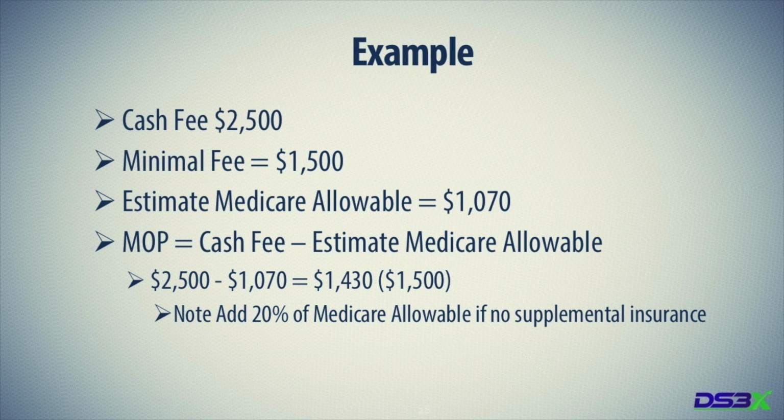In my area today, and again, don't write this down because you may be viewing this a year from now, the Medicare allowable amount's just a little under $1,070. So that's how much they allow here in my area where I practice. So the maximum out of pocket is your cash fee minus your Medicare allowable amount. So you just take the 2,500 minus the 1,070. It's 1,430. I would just round that up, if this was my practice, to 1,500 just to make it a number that's easy to remember, or 1,450 or something like that.